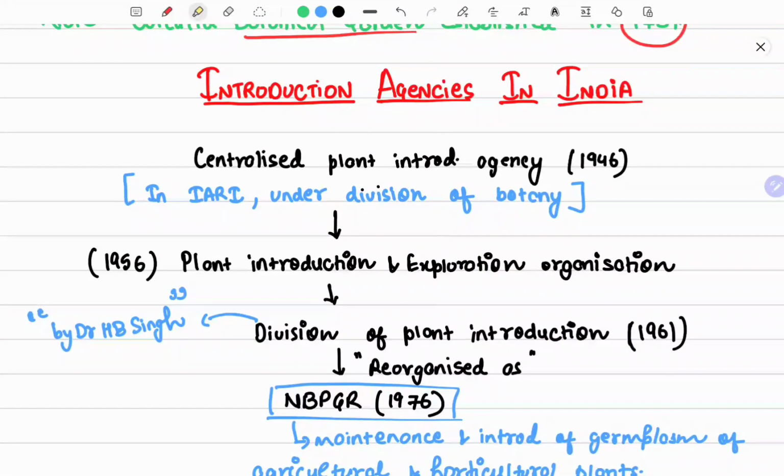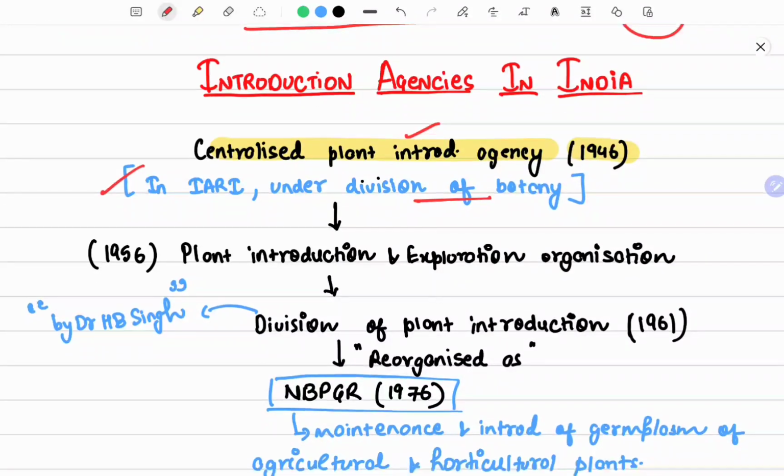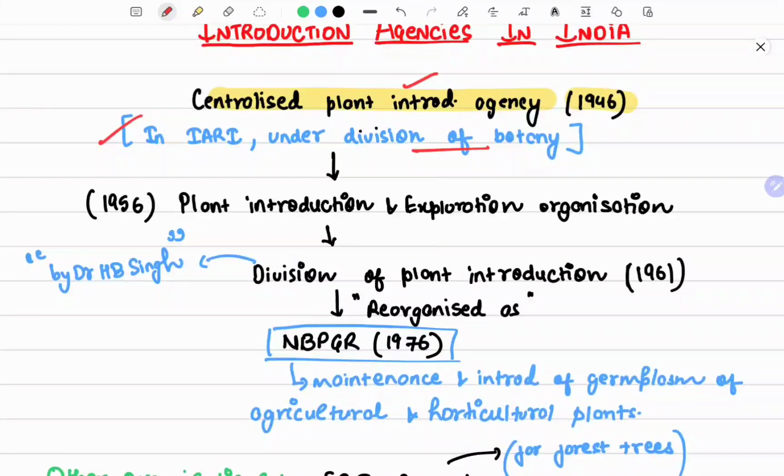Now we'll see some of the introduction agencies in ascending order, meaning in a chronological manner. The first is the Centralized Plant Introduction Agency, formed in 1946 at IARI under the division of botany. Introduction basically began there. It was later transformed into the Plant Introduction and Exploration Organization in 1956.